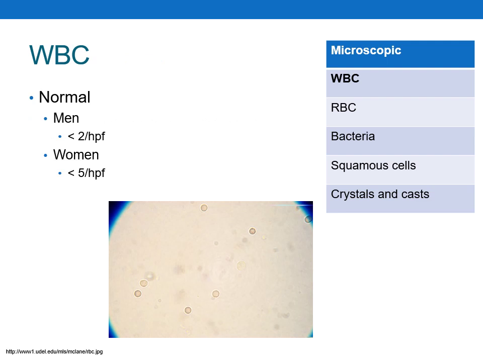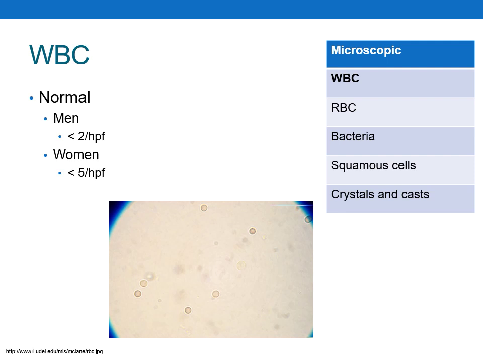The first one that I'll talk about is the presence of white blood cells. A normal result for this in men would be less than 2 cells per HPF. In this case, HPF stands for high-powered field and is also represented by the area visible under one frame of the microscope under the highest magnification.